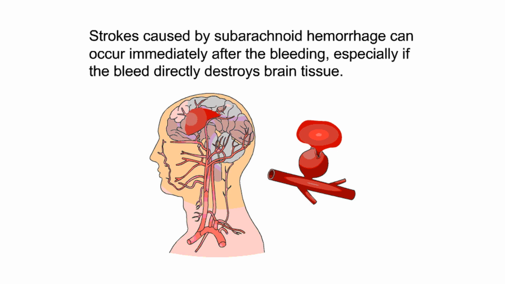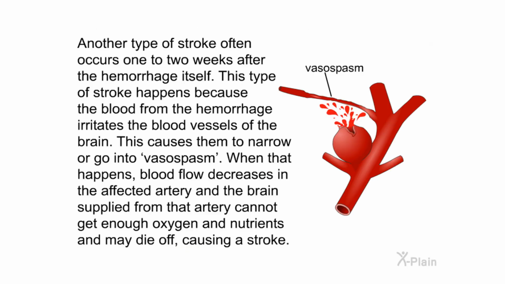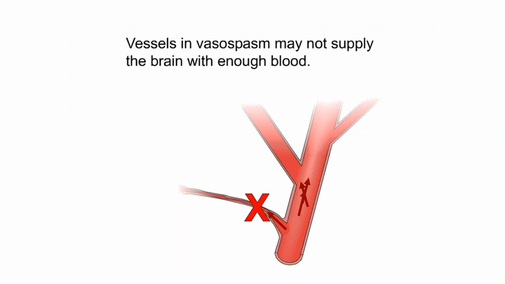Strokes caused by subarachnoid hemorrhage can occur immediately after the bleeding, especially if the bleed directly destroys brain tissue. Another type of stroke often occurs 1 to 2 weeks after the hemorrhage itself. This type of stroke happens because the blood from the hemorrhage irritates the blood vessels of the brain. This causes them to narrow or go into vasospasm. When that happens, blood flow decreases in the affected artery, and the brain supplied from that artery cannot get enough oxygen and nutrients and may die off, causing a stroke. Vessels in vasospasm may not supply the brain with enough blood.